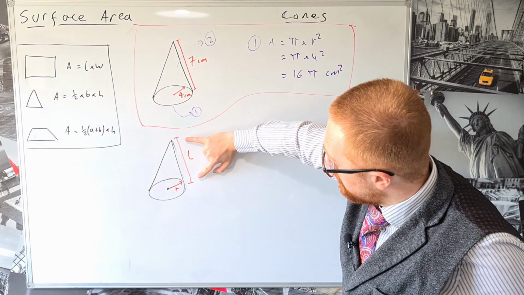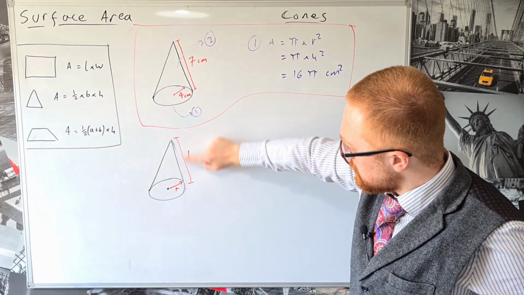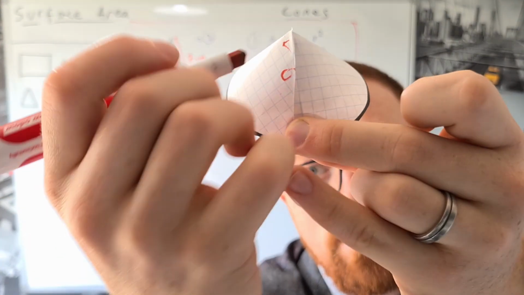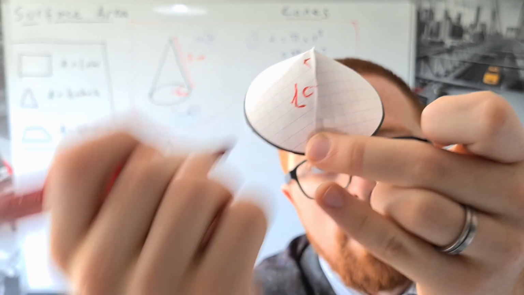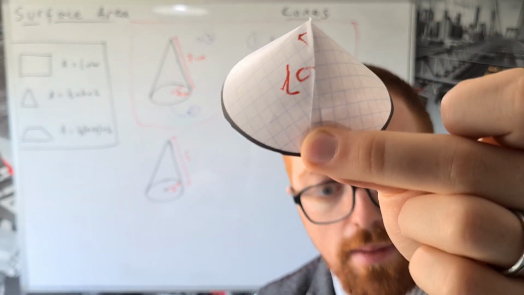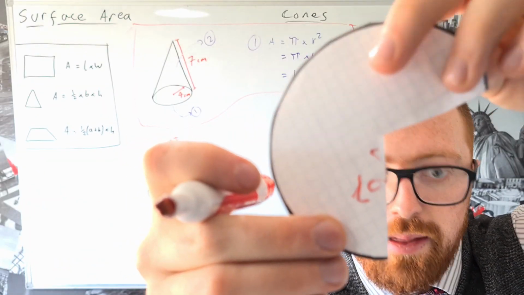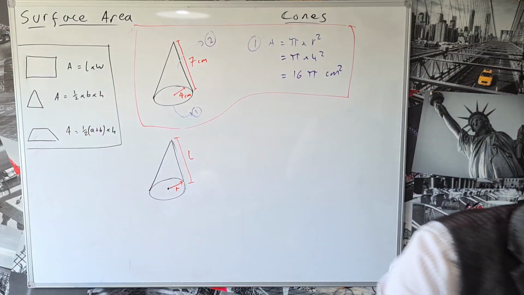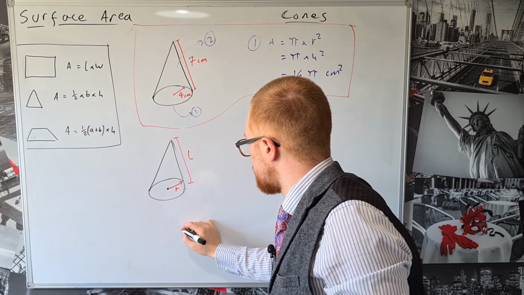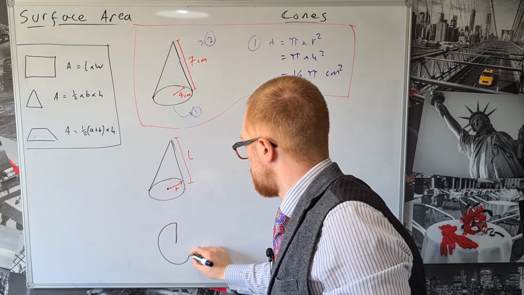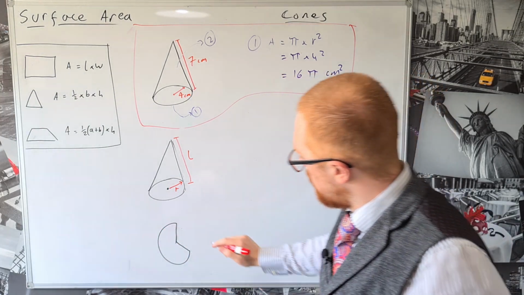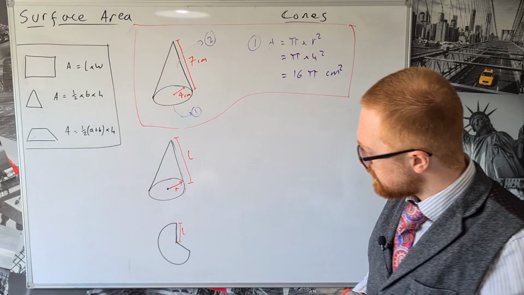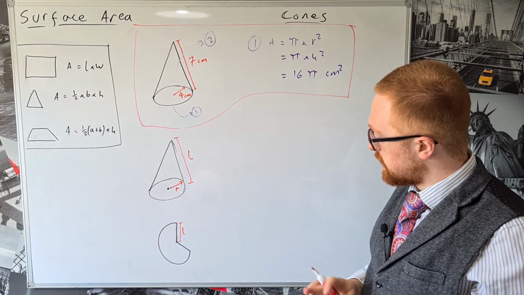So if we look at our diagram, the length of the slant, when we unravel it, let's just label that onto our cone. So the length there. And the length of the cone, if we unravel that, then that becomes the radius of my circular sector. So if we draw the sector out, close enough, this length is L.